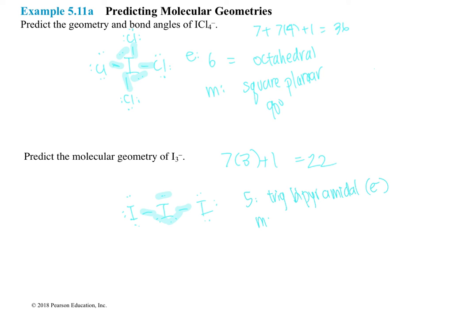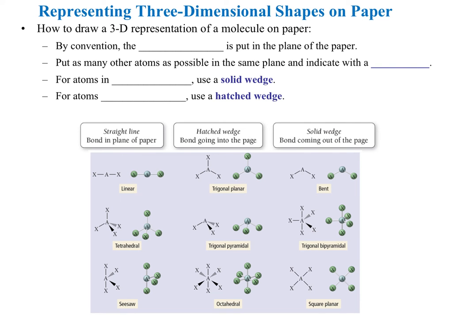And then molecular geometry, I have 2 atoms, 3 lone pairs, so that is linear. The bond angle is 180 degrees between each of those iodine atoms. So how do we draw these on paper? Well, you'll do a lot more of that if you take organic chemistry, but since we are dealing with paper, we have to try to figure out a way to make it look visually like 3 dimensions.